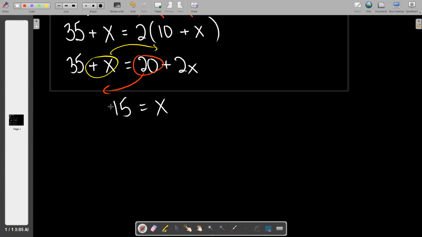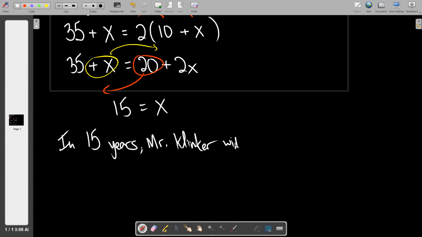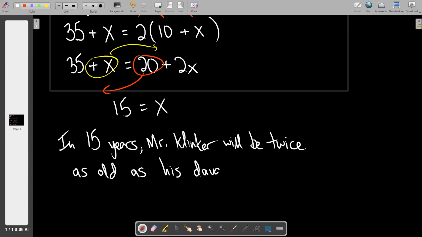So that completes steps 1, 2, and 3. And then it's just time to write a quick sentence, something like, in 15 years, Mr. Klinker will be twice as old as his daughter.